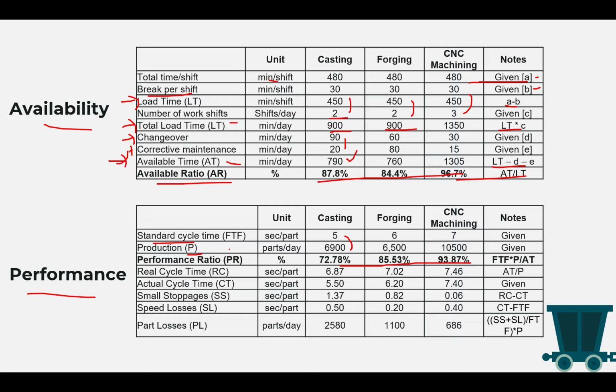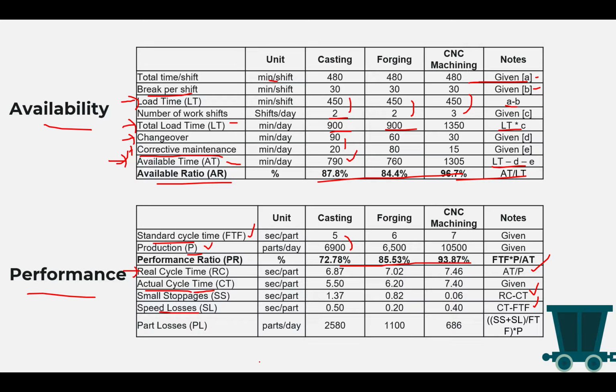Okay, and then after that we can get the real cycle time. For real cycle time, we basically take this one, availability time, divided by production. Okay, so availability time divided by production, and then we have the actual cycle time. This one is given. And then small stoppages, which is real cycle time deducted by actual cycle time. We got small stoppages. And then how do we get speed loss time? Basically, the actual cycle time deducted by standard cycle time, or FTF.